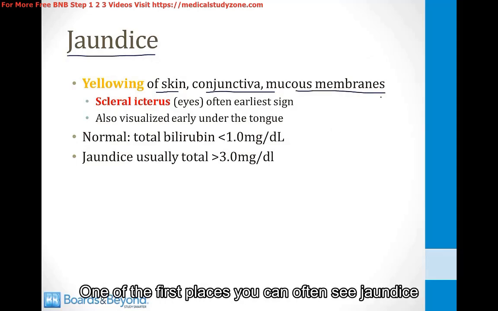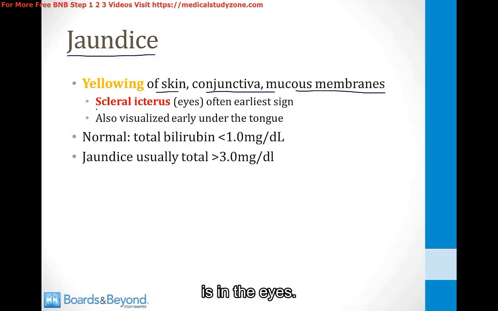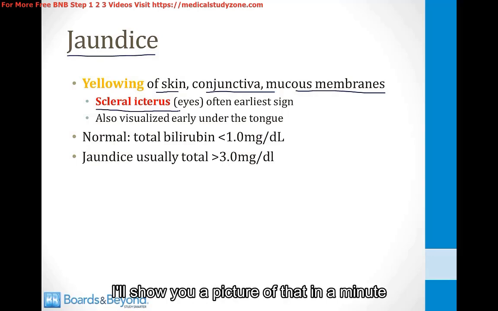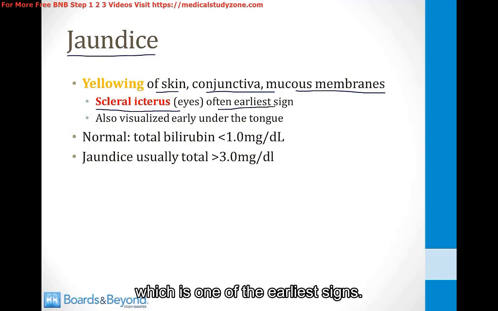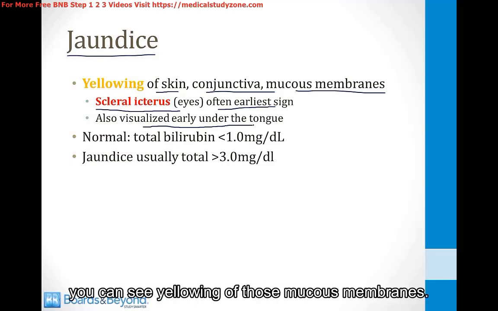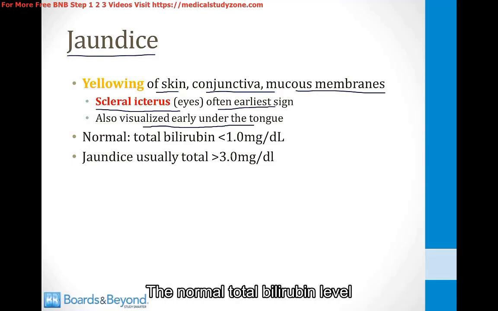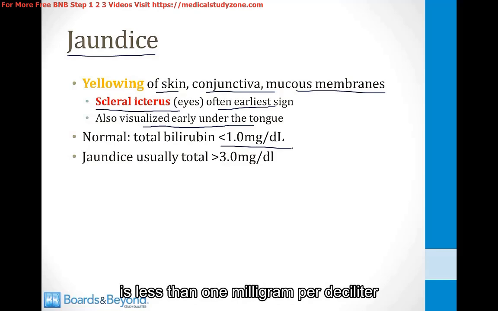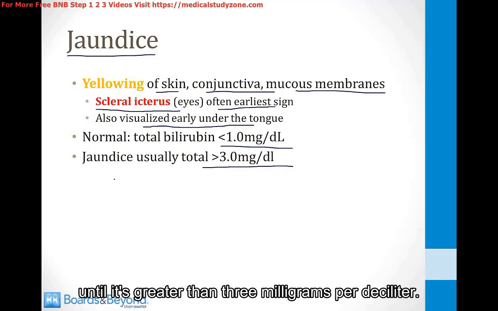One of the first places you can often see jaundice is in the eyes. You will develop scleral icterus. I'll show you a picture of that in a minute, which is one of the earliest signs. Another one of the earliest signs is seeing jaundice under the tongue. If you ask patients to lift up their tongue, you can see yellowing of those mucous membranes. A normal total bilirubin level is less than 1 milligram per deciliter, and jaundice usually doesn't occur until it's greater than 3 milligrams per deciliter.